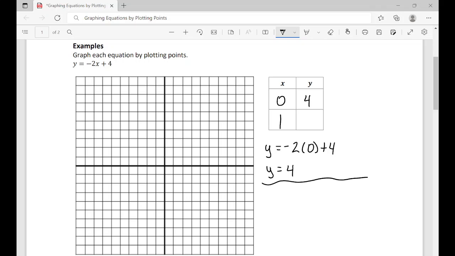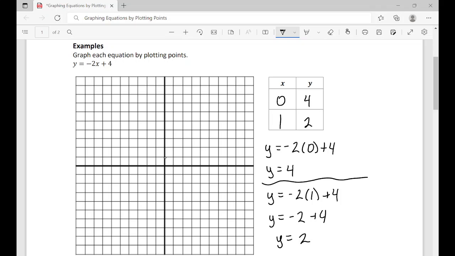Now I'll do it again when x equals 1. So y equals negative 2 times 1 plus 4. So y equals negative 2 plus 4. Y is going to equal positive 2. So there's my other point. So I have the points (0, 4) and (1, 2). So I'm going to graph them.